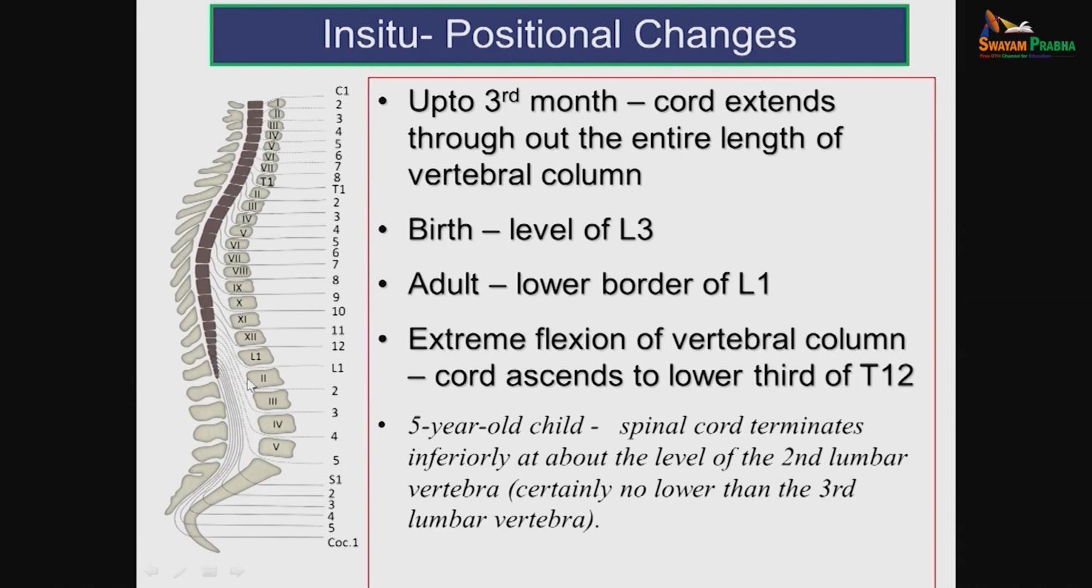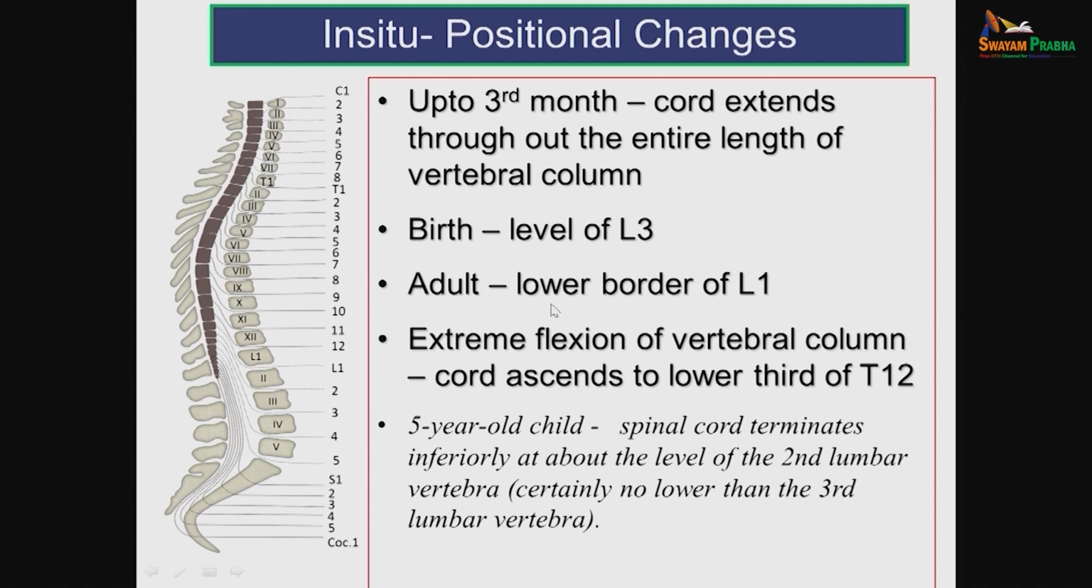Next, we will study the positional changes of the cord. If you look at the cord during fetal life, that is up to the 3rd month of fetal life, the cord will extend throughout the length of the vertebral column. Afterwards, the vertebral column is going to grow faster, and hence when the baby is born, the spinal cord ends at the level of the L3 vertebra. There is a rostral shift of the spinal cord.